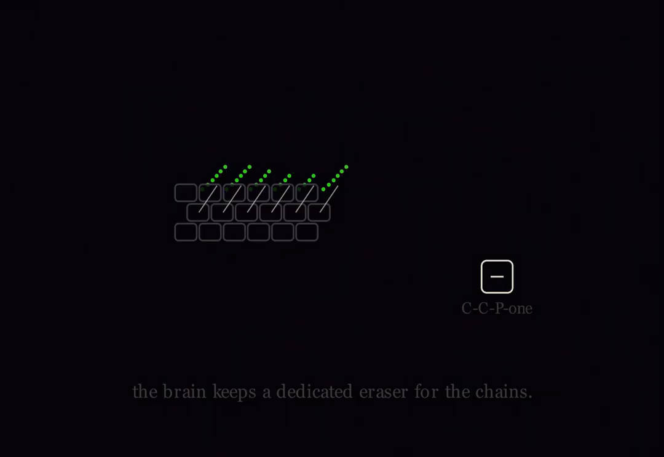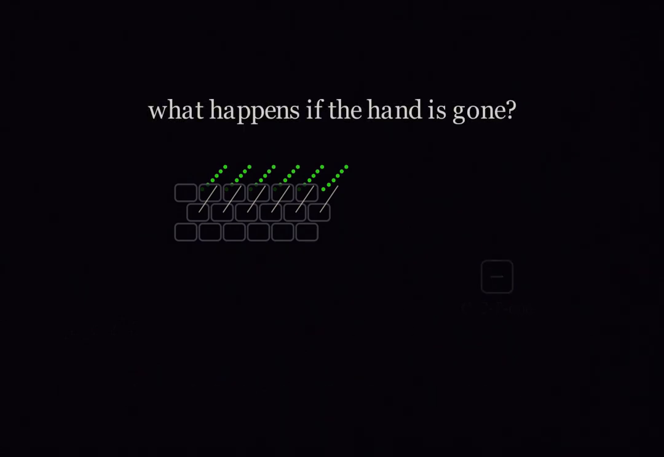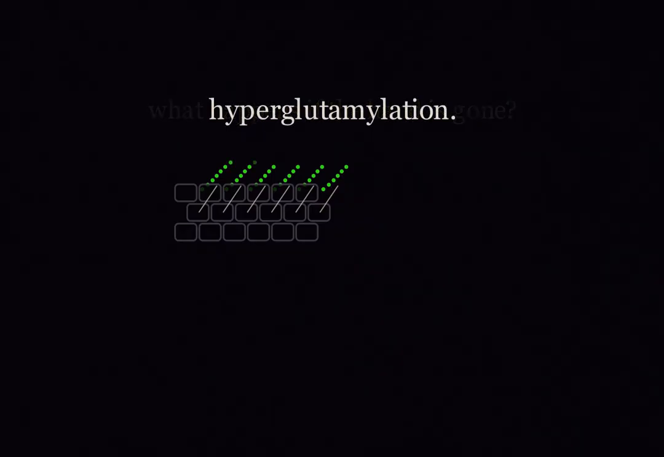Now ask the hard question plainly. What happens if the hand is gone? The answer has a name: hyperglutamylation, overbeading.